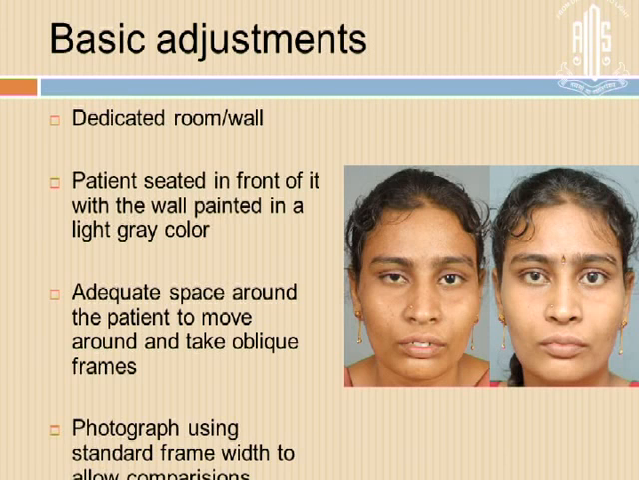The best recommended is a light grey background with the patient seated in front of it. You should have adequate space around the patient so that you can move around and take oblique frames, and also ask the patient to turn around for oblique and 90-degree frames. And usually all your photographs should be in a standard frame to allow comparison between post-operative visits.